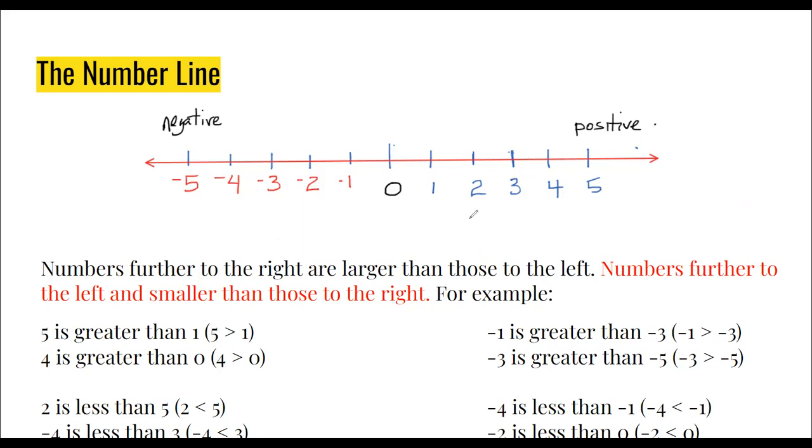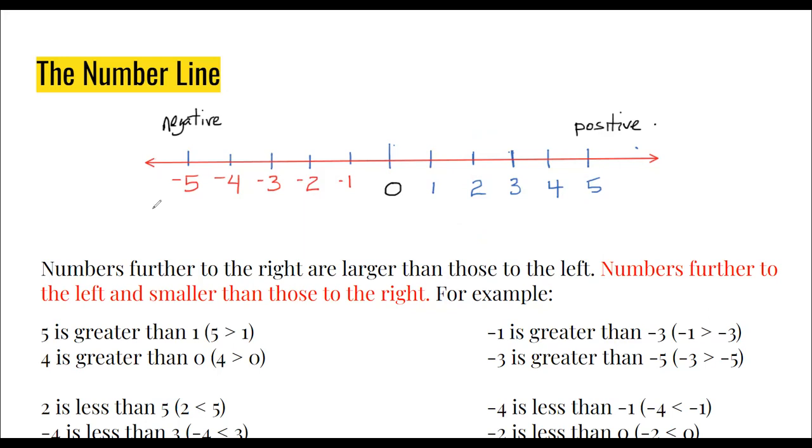So if I look at 2 and 5, I'm circling 2 and I'm circling 5. Is 2 less than 5? Yes, it is, because 2 is further to the left than 5 is. So the smaller number is further to the left, and numbers that are further to the left are usually smaller than those to the right. It's very simple there, and I needed to make that point because when we look at the negative side, it holds for the negative side as well.